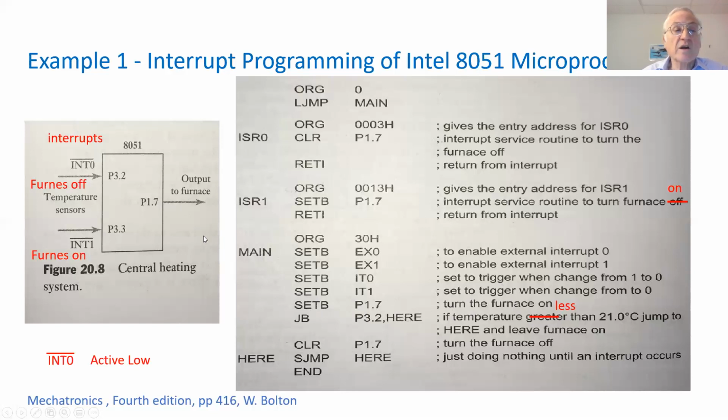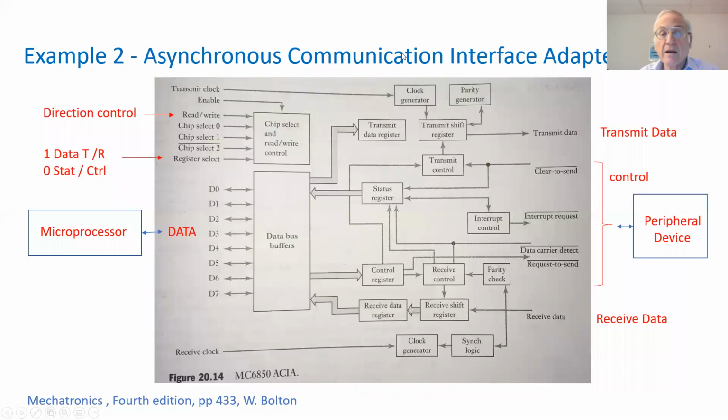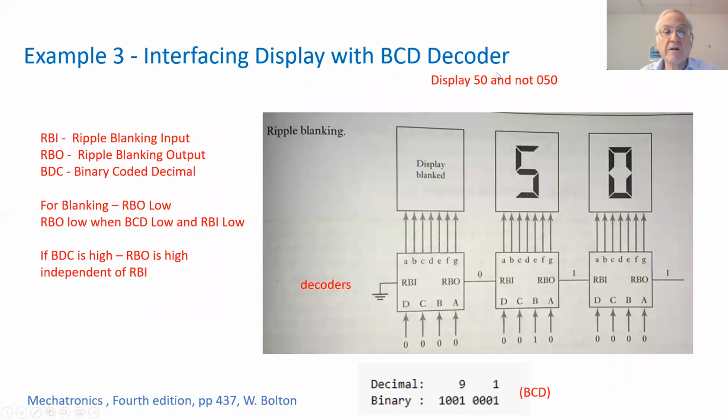If the temperature is less than 21 degrees, then it continues as on, and it jumps to here, which goes continuously until there is a change. If not, then it clears this port and turns off the furnace. So this is an example of using an assembly program in running the peripheral example.